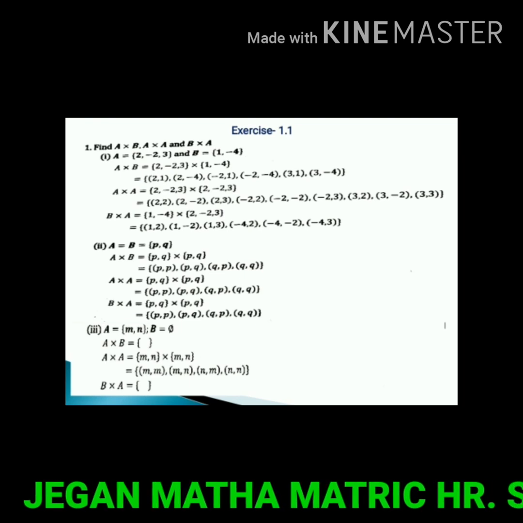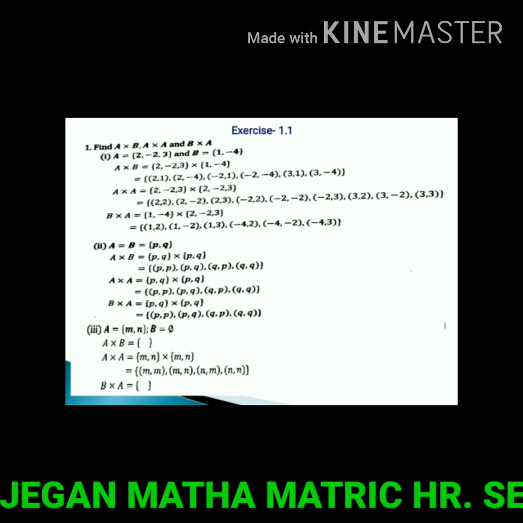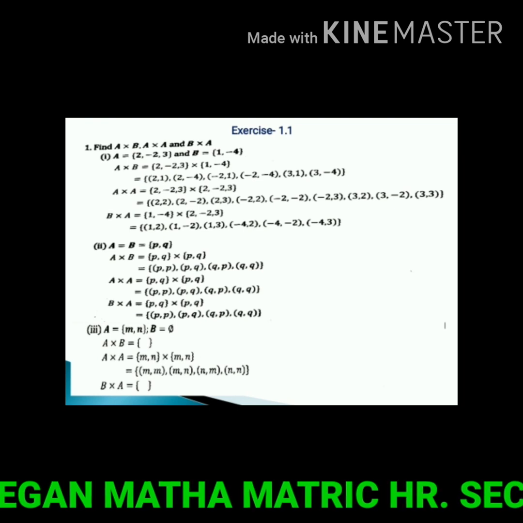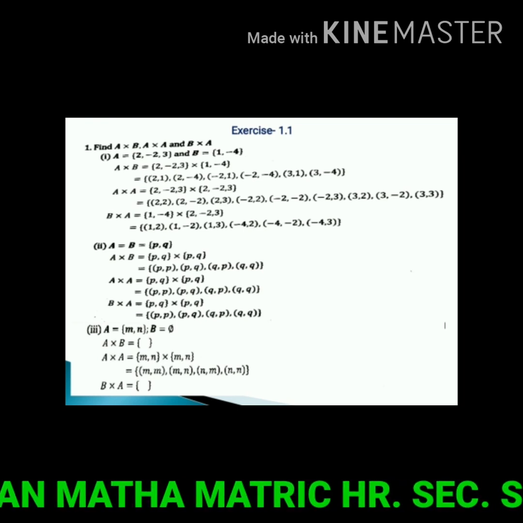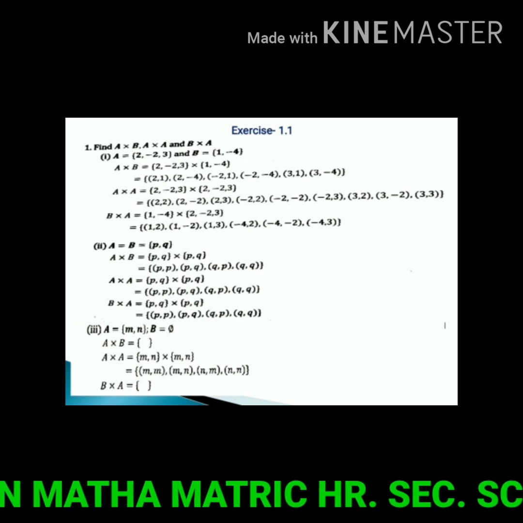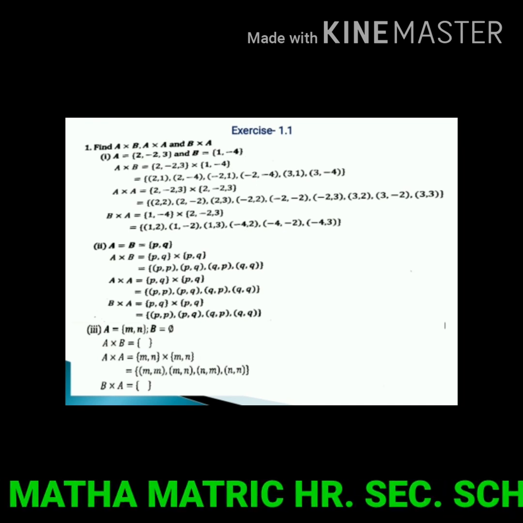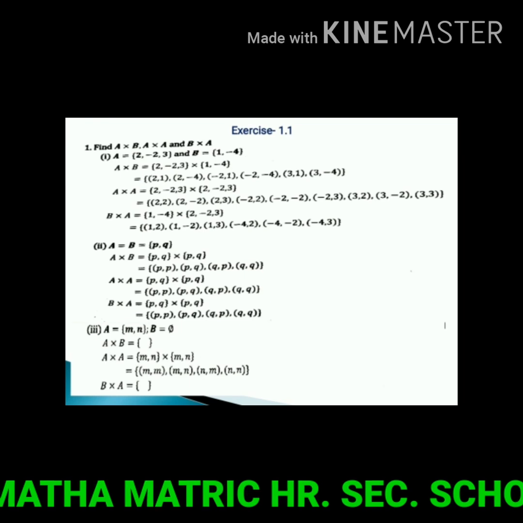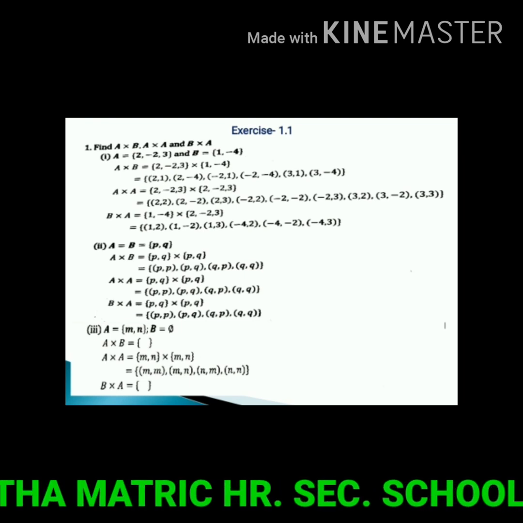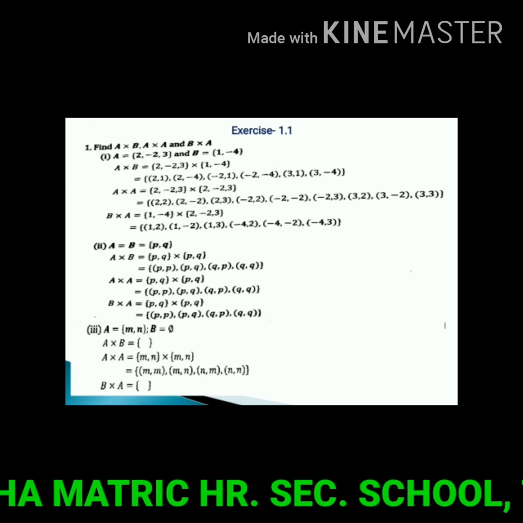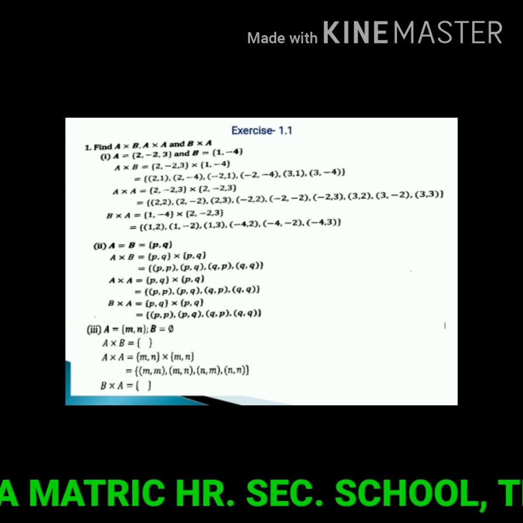We take the first element in set A, 2, mapped with the second set B, so (2, 1), (2, minus 4). The second element in set A, minus 2: (minus 2, 1), (minus 2, minus 4). Then the third element in set A, 3, mapped with set B: (3, 1), (3, minus 4). So this is the set of ordered pairs in A cross B.